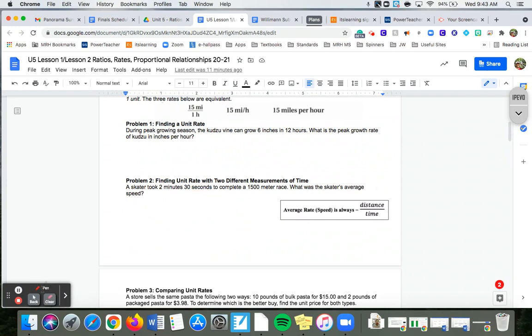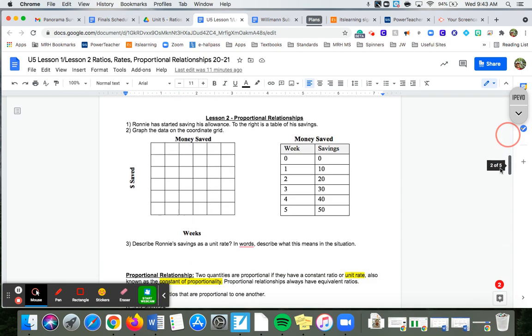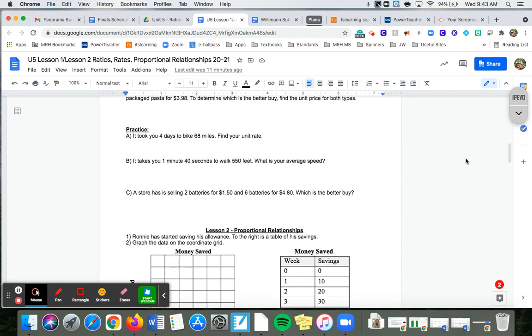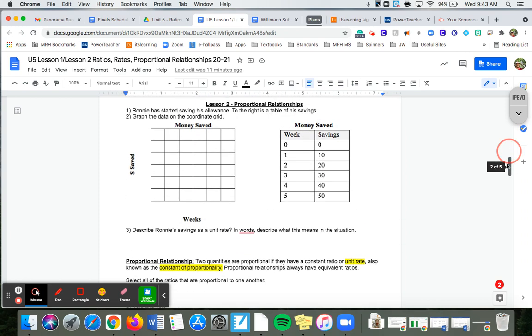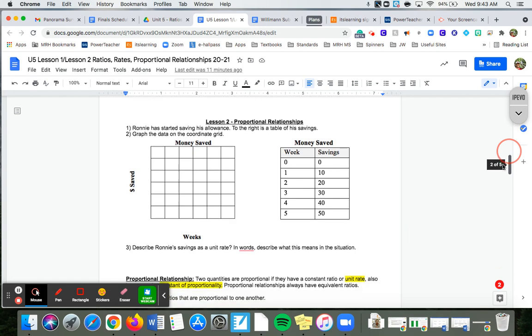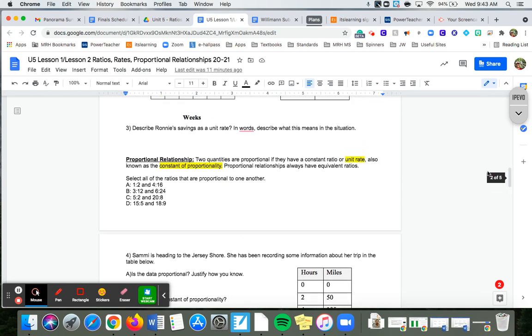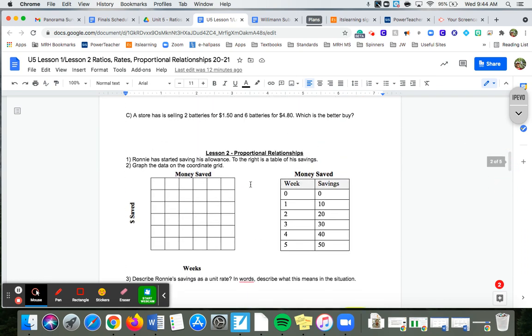If we then look at some of these others, here I have a number of different unit rate problems talking about proportional relationships. A proportional relationship is when two quantities have a constant ratio or unit rate, also known as a constant of proportionality. I'm going to show you an example of that rather than going over one of these. But on these, again, you're graphing this.